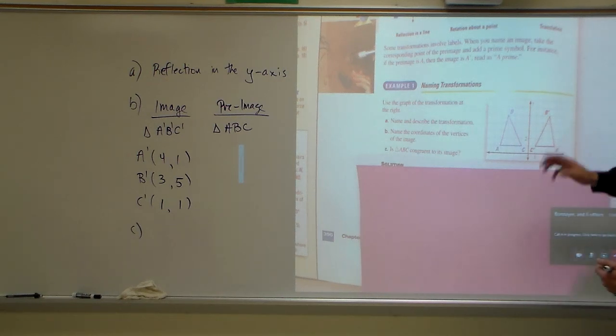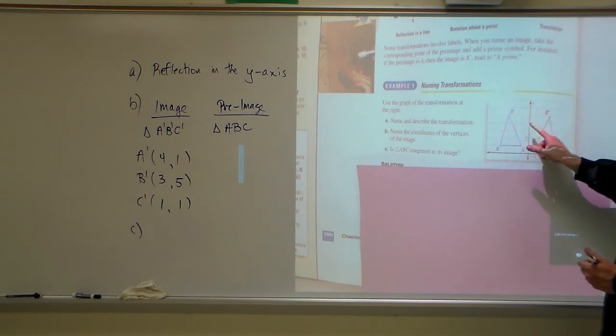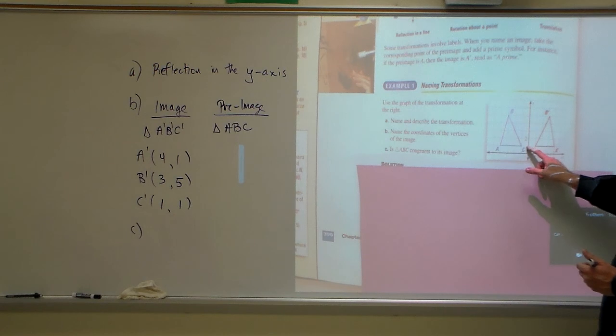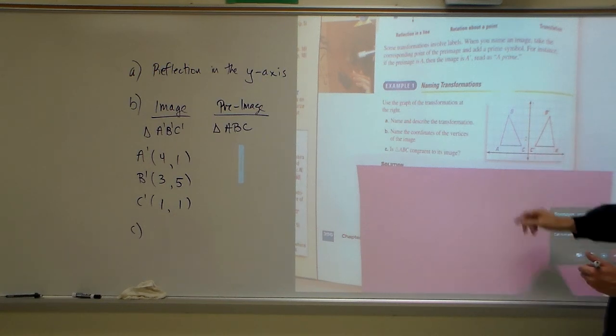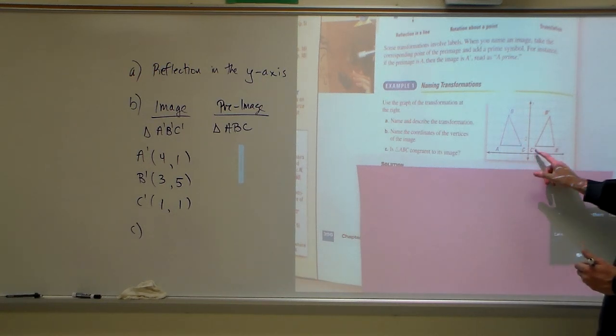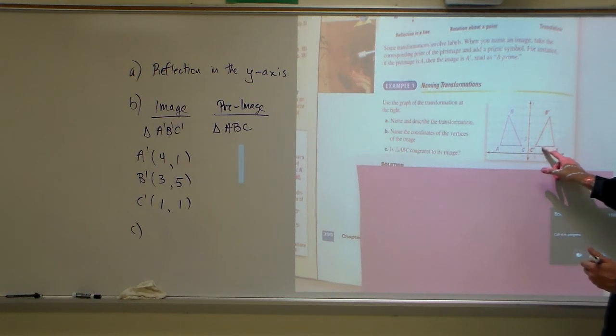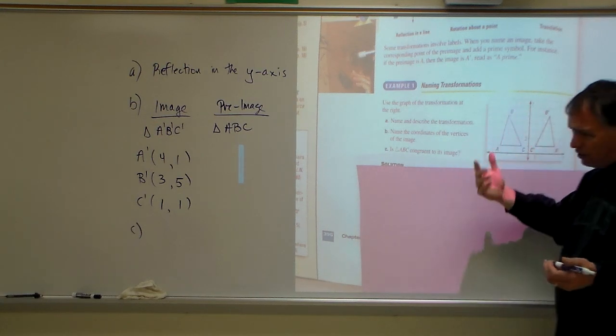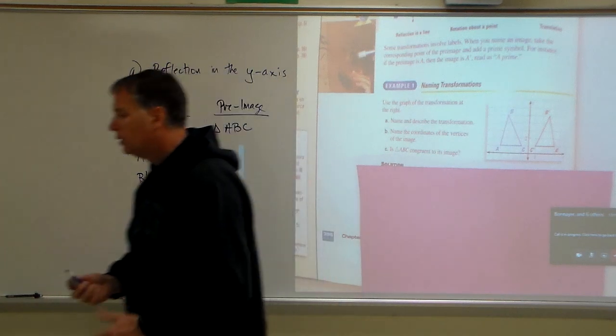If I look at different things I can gather, the points are the same distance away from my line. 1, 2, 3, 1, 2, 3. This point is 1 away, and this point is 1 away from my reflecting line. 1, 2, 3, 4. 1, 2, 3, 4. A prime, C prime is 1, 2, 3 units. I can count that because it's a horizontal line. So it certainly looks like it's congruent.